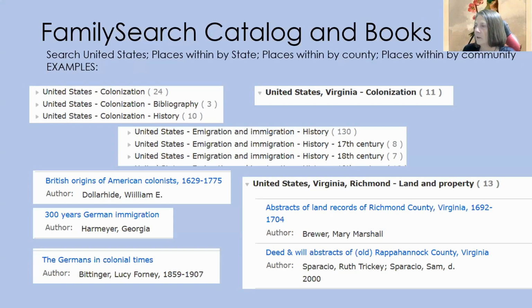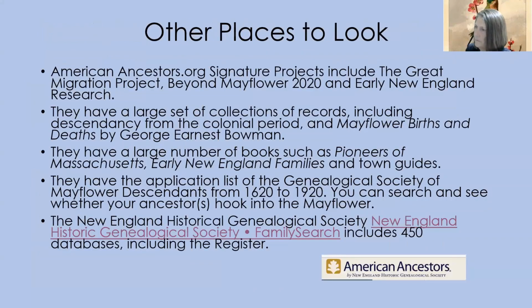And also look in books. Don't just look in the catalog, look in books by keyword, author, surname, a lot of different ways to look in books. Here's some other places to look. American Ancestors. If you have ancestors that came to the Northeast, this is your place to go. AmericanAncestors.org is one of the partner sites for FamilySearch.